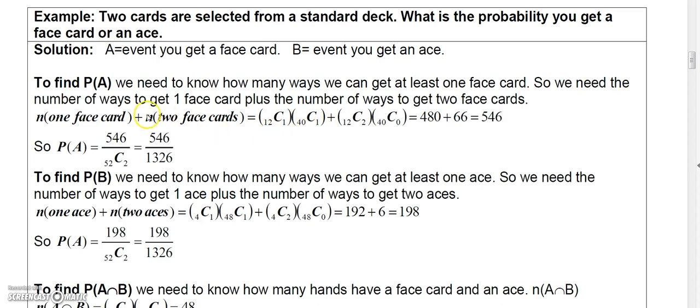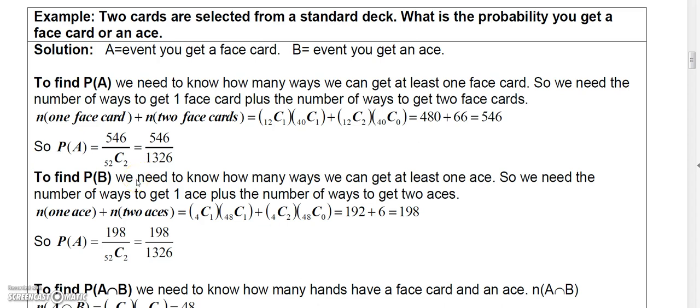And then we want to add to that the number of ways to get 2 face cards. So that would mean out of the 12 face cards choose 2, and out of the 40 non-face cards choose none. And if you add these together, you get 546. And then you divide that by the total number of 2 card hands, which is 52 choose 2, or 1326. So that probability would be 546 out of 1326.